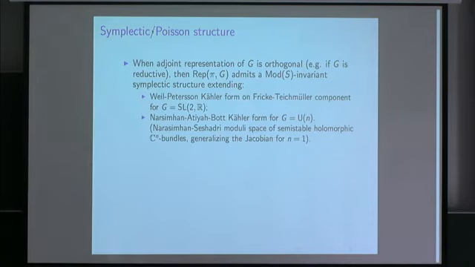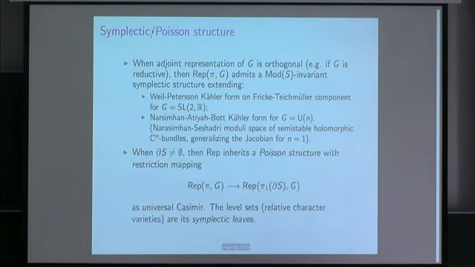For higher n for the unitary group, this was extended to a moduli space of semi-stable holomorphic vector bundles over Riemann surfaces in important work by Narasimhan and Seshadri, and later interpreted in terms of gauge theory by Atiyah and Bott.